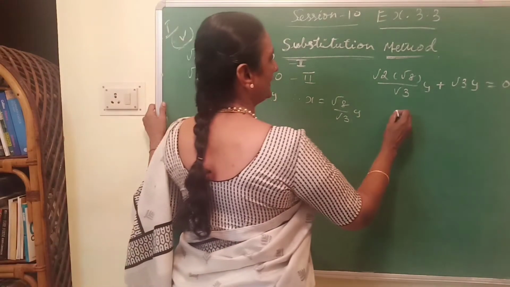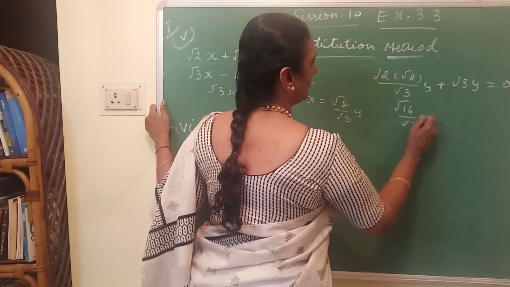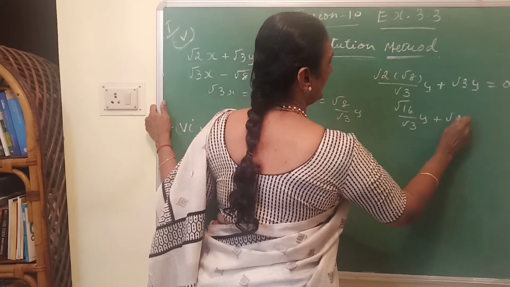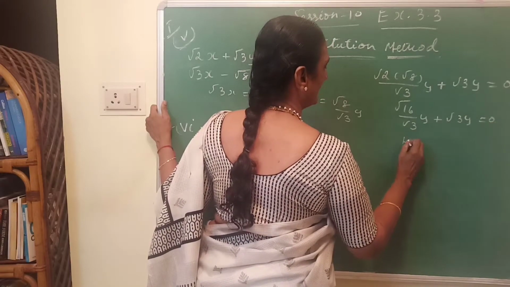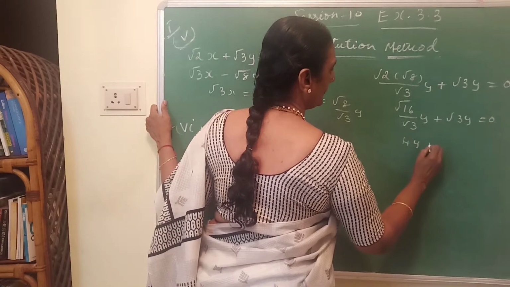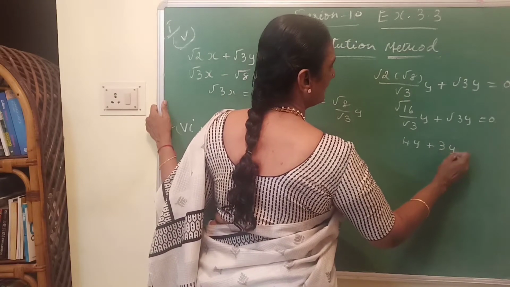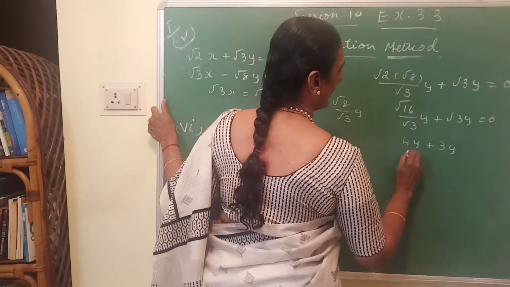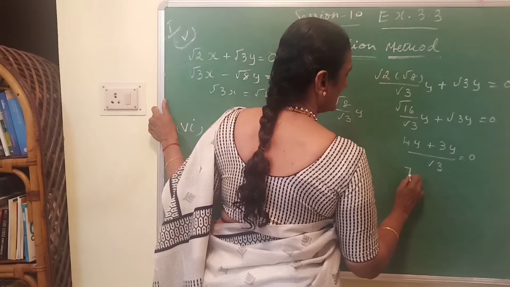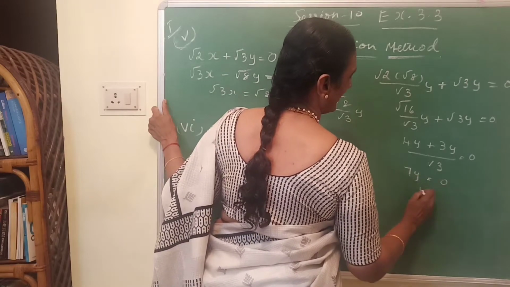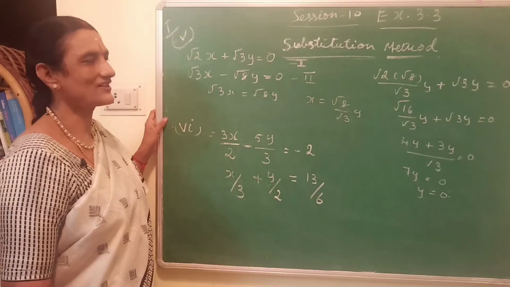Now you simplify that, you will get root 16 by root 3 y plus root 3y is equal to 0. Now root 16 is nothing but 4y, and then if you take root 3 as the common denominator, this becomes root 3 into root 3, 3y divided by root 3, equal to 0. So you will get 7y is equal to 0, therefore y equal to 0. Are you understanding? Is that clear to you?